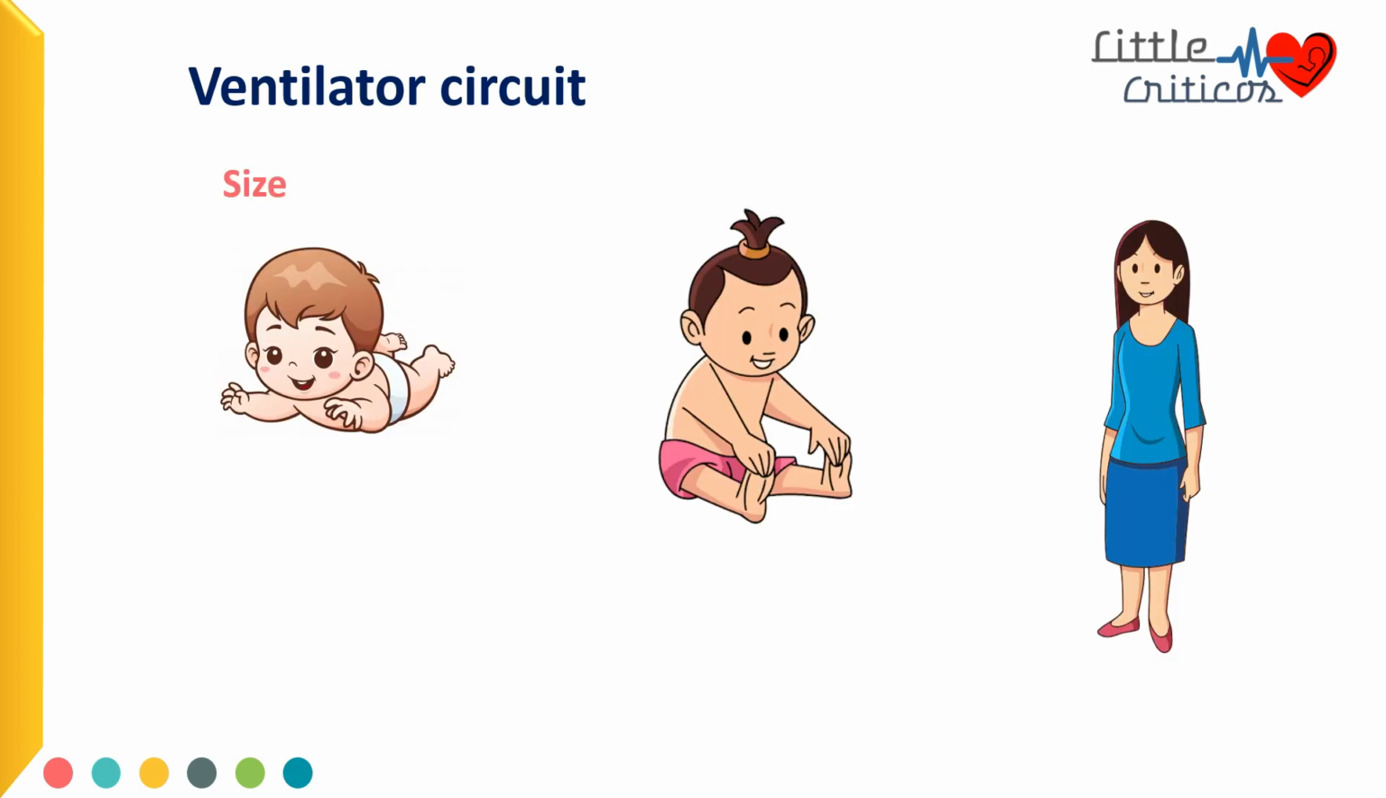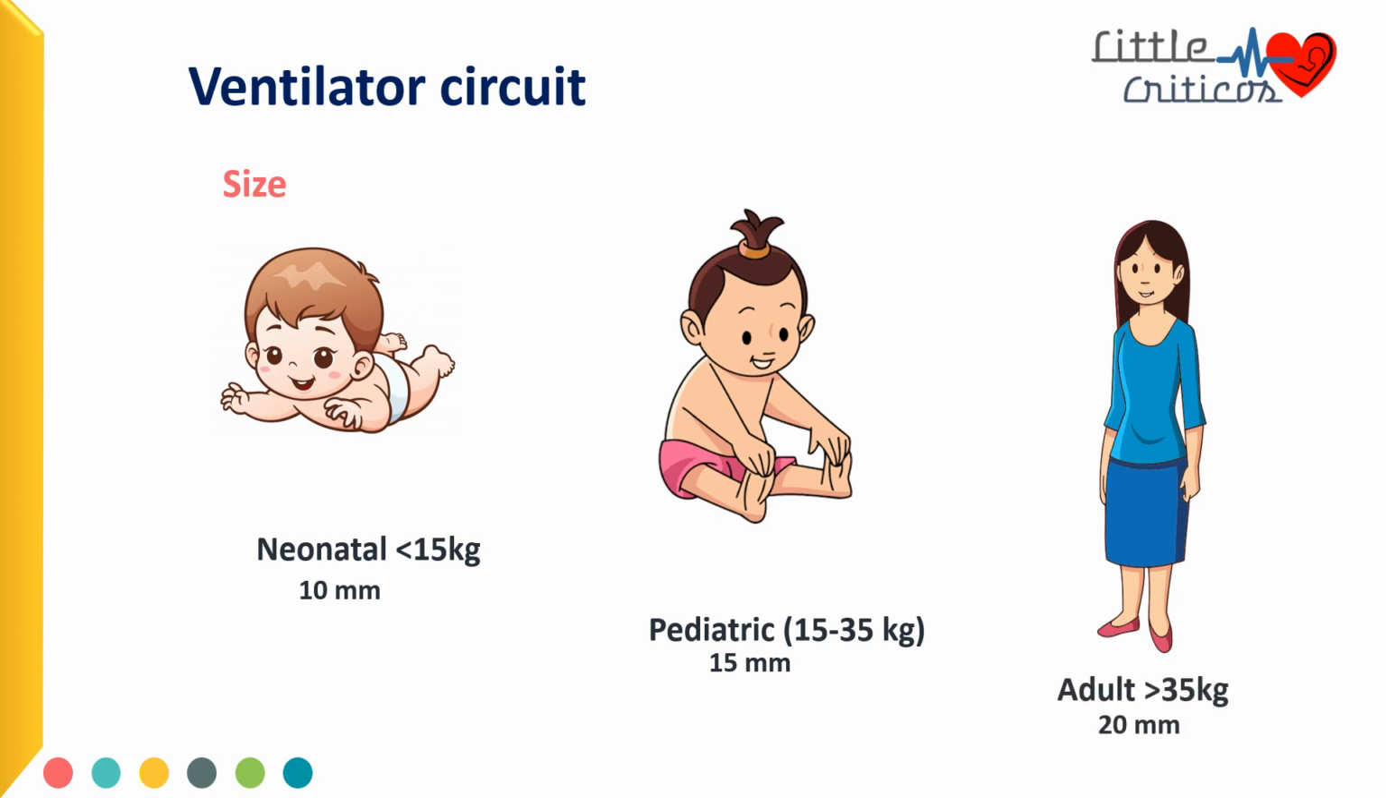The size of the ventilator circuit may vary with the age. In neonates and children less than 15 kg, a 10 mm tube is preferred. In children between 15 to 35 kg, a 15 mm tube is preferred, and in adolescents and adults beyond 35 kg, a 20 mm tube is preferred. The sizes are arbitrary and we need to check the instruction manual before using them.